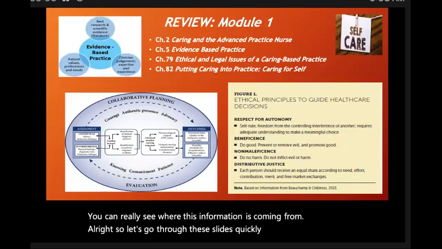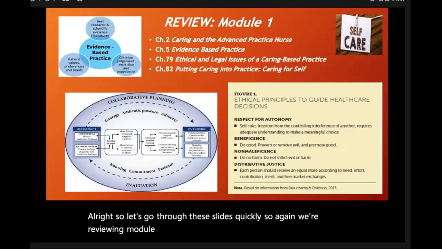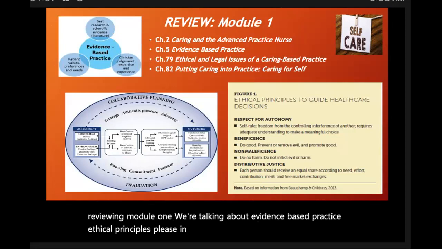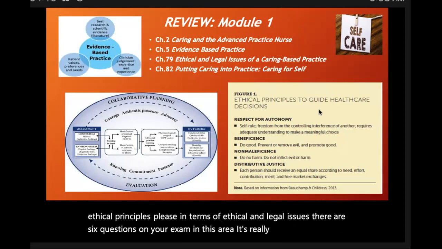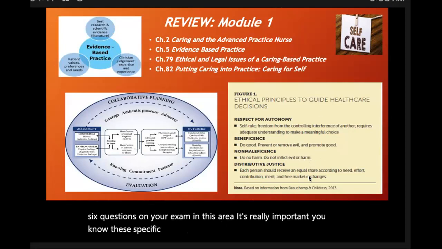So again, we're reviewing Module 1. We're talking about evidence-based practice, ethical principles. Please, in terms of ethical and legal issues, there are 6 questions on your exam in this area. It's really important you know these specific ethical principles and how to apply them in terms of examples.